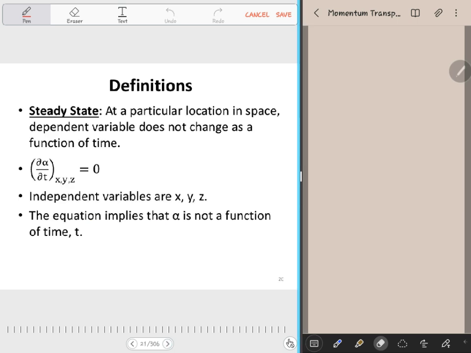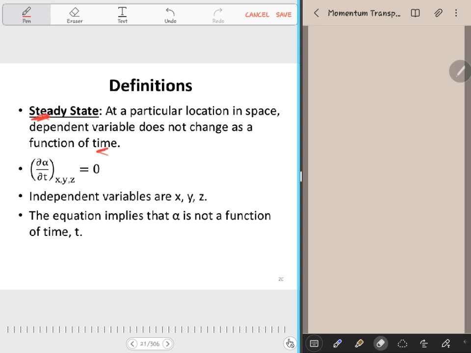Okay, so we continue. Definitions: steady state, right? Okay, steady state. When you hear steady, what comes to mind? Still, not moving, right? But let's go over this. So, steady state is saying that at a particular location in space, the dependent quantity does not change as a function of time, right? So we see steady. It doesn't depend on time, right?